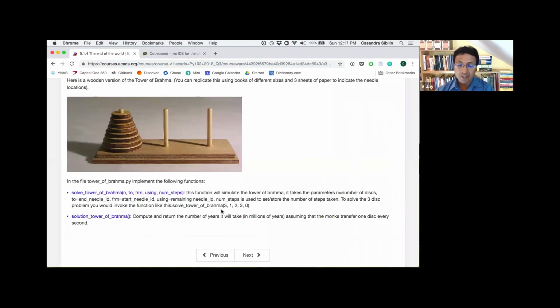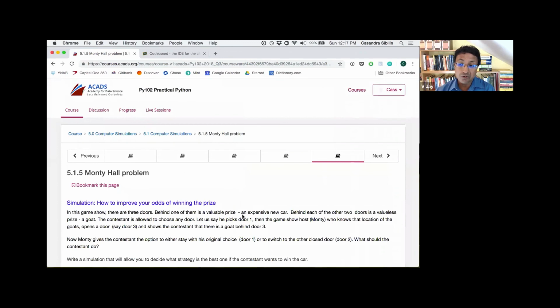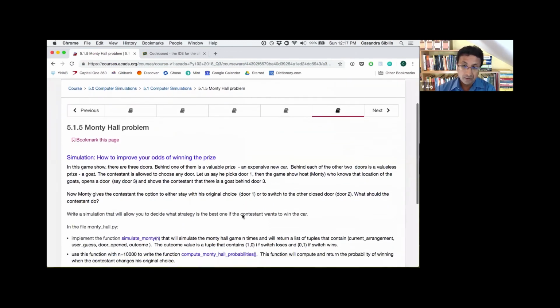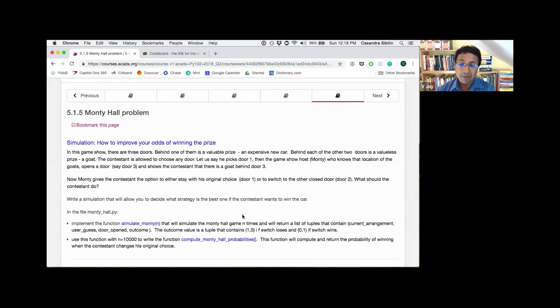Okay, now scroll up, next problem. The idea is you must write a simulation to do this. Make the computer move the disks according to this rule and see what happens. And this is the last one.